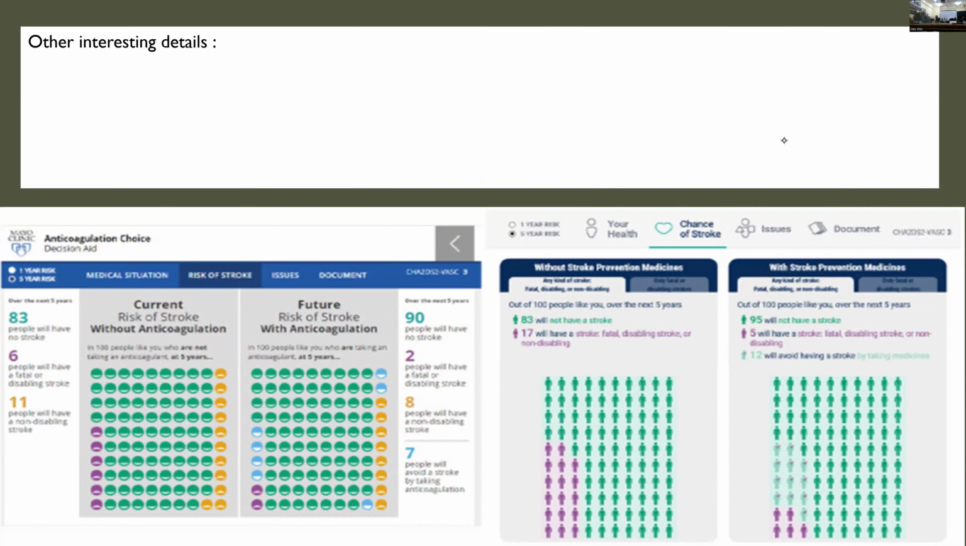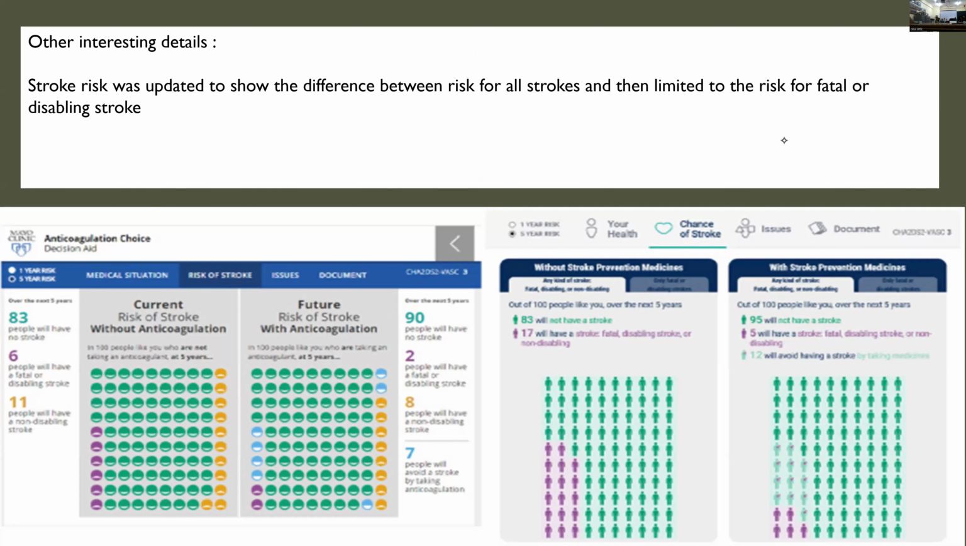Some other things were not taken from the patient feedback. One was that initially they had put all the strokes. But then, based on some study, they changed it to only fatal and disabling stroke. So it's easy to see.